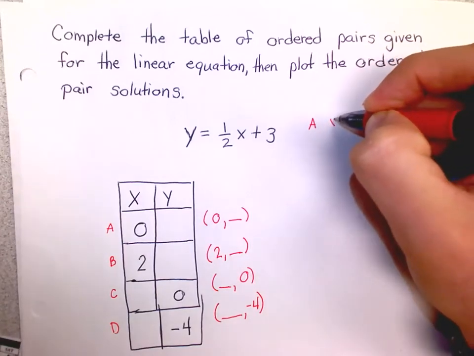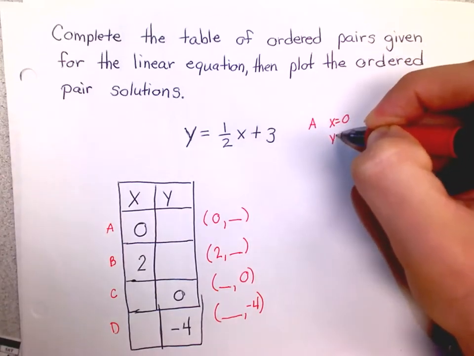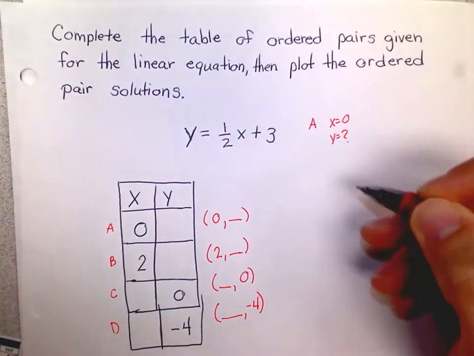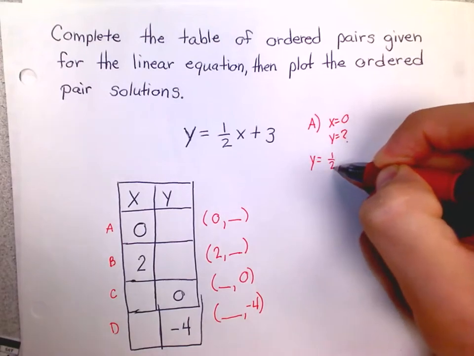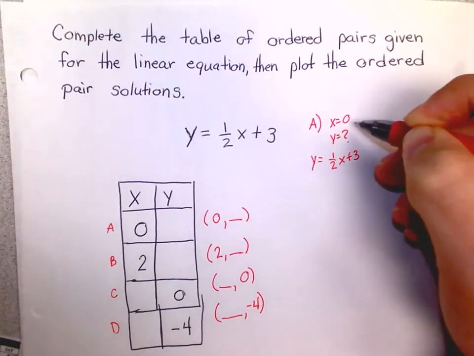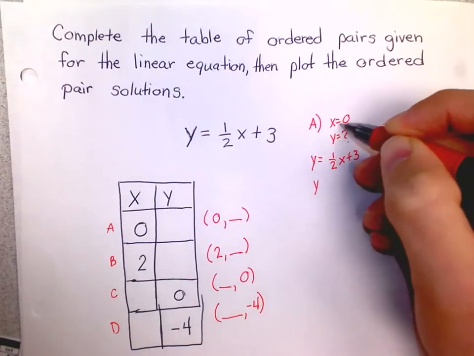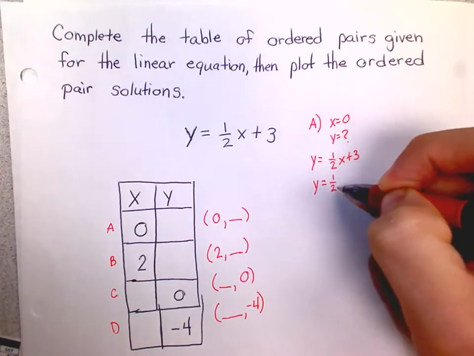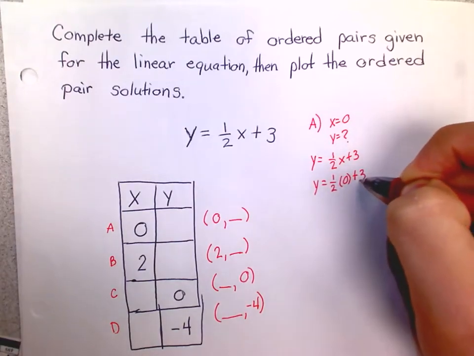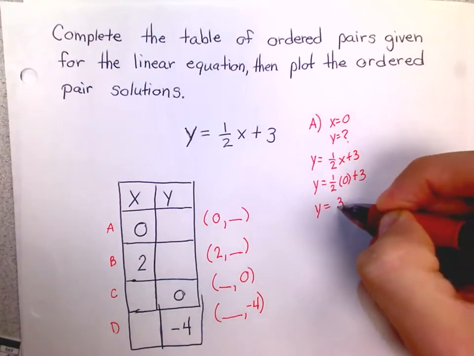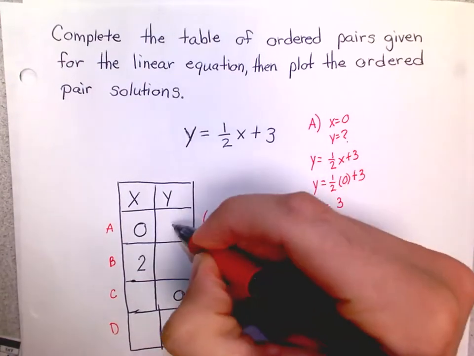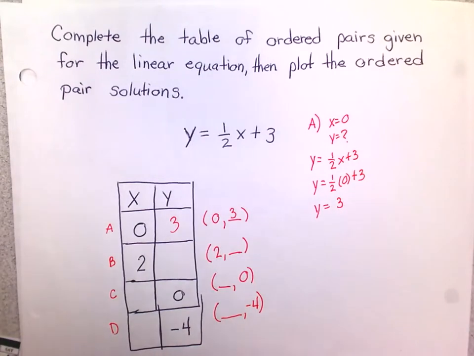So we know that x is equal to 0 and we're solving for y. So let's write our original equation, y equals 1/2 x plus 3. We know that x is equal to 0, so let's plug a 0 in for x. When we simplify, that's just going to go to 0, so we're just left with 3. So let's write a 3 in that chart.